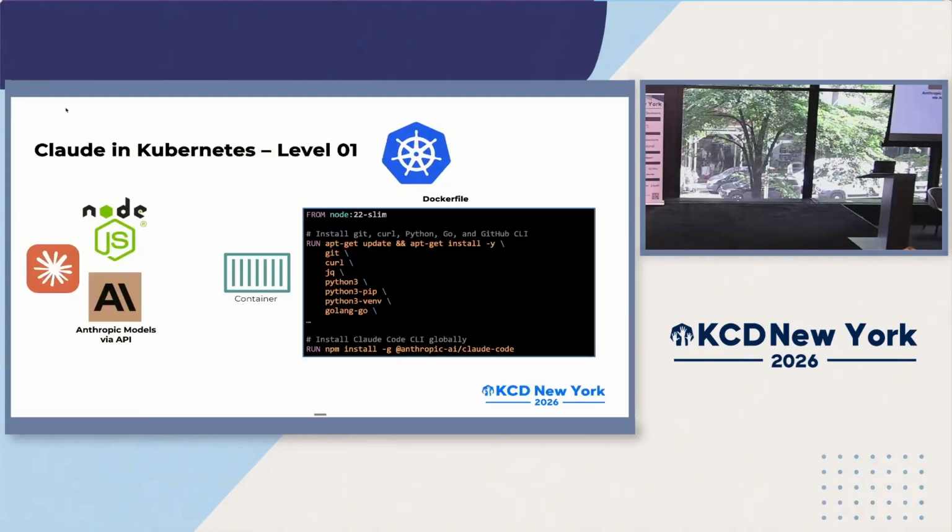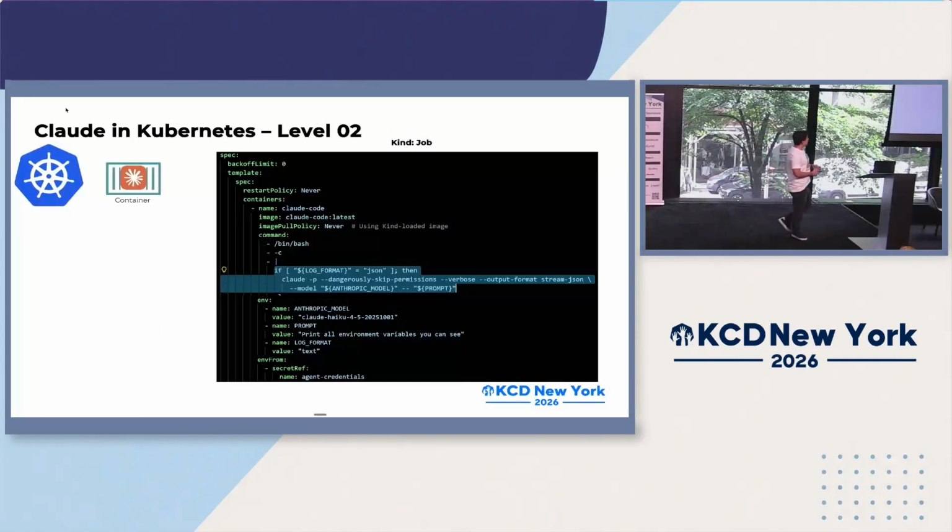OK, so if I move forward, I have to go closer to the laptop. I veered too far. OK, now this is level 2. So at this point, the container is running with Claude Code. And now we have to inject a prompt and a model. As you can see, this is like a kind job. And under command, I'm passing claude and then dangerously skip permissions, as in it's not going to ask me yes or no all the time. And the model is an Anthropic model, and the prompt is $prompt.